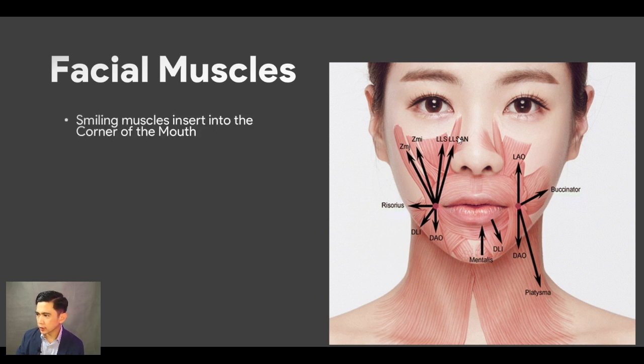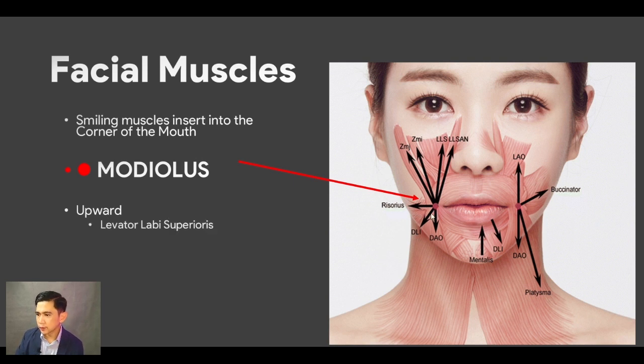This area where several muscles of the face insert is called the modiolus, and some muscles that insert into the modiolus include the levator labii superioris. Levator means it elevates, labii means lips, and superioris means upward. And also the levator anguli oris. So the levator raises the angle of the mouth.